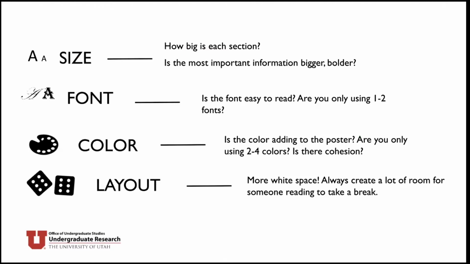So first you want to think about size. So how big is each section? Is the most important information bigger? Is the most important information really big and in the middle? What is important? Is the title important? Are the authors and your name important? Is the QR code important? Are the graphic elements important? So think about how big each section should be, right?